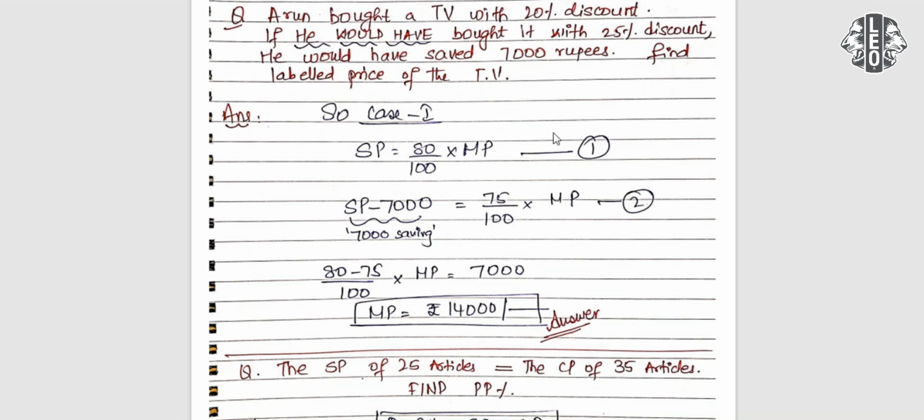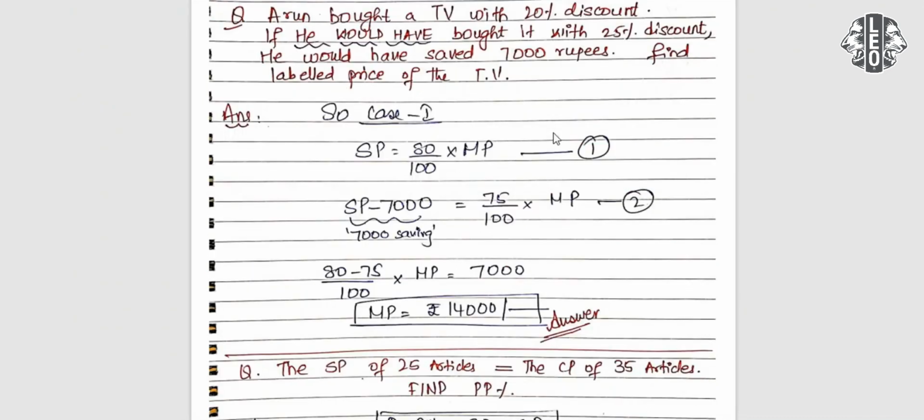What do you mean by savings? He would have spent 7,000 rupees less. That means selling price minus 7,000 rupees would have been his total expenditure. So the total selling price in case 2 is the selling price of case 1, SP minus 7,000, is equal to 100 minus 25, 75% into marked price.